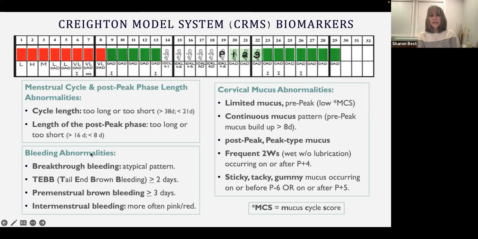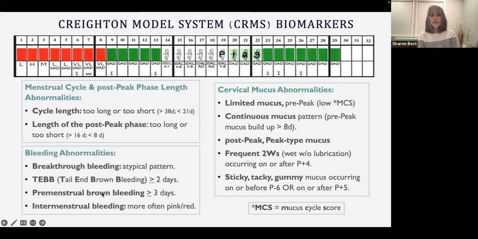So bleeding abnormalities. We've already mentioned a little bit about the menstrual cycle, what we're looking at there. We also look, and we mentioned too, the breakthrough bleeding. So if it does not have the typical pattern. So tail end brown bleeding is something else we look for. This means that at the tail end of her period, she's having some brown blood or brown spotting. Tail end brown bleeding greater than 2 days is considered abnormal.